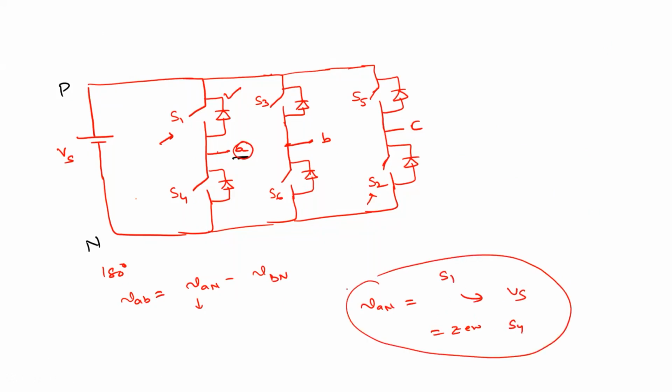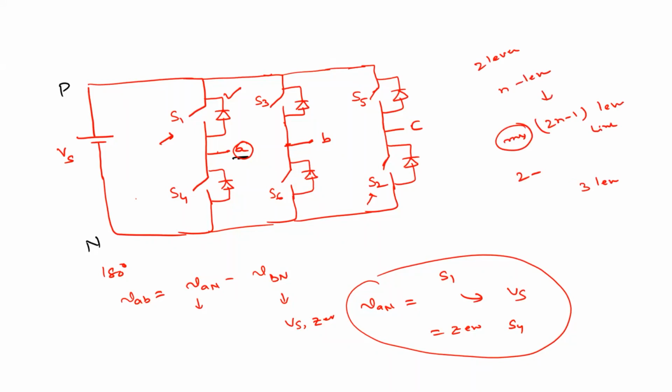So VAN is changing between VS and 0. Similarly, VBN is changing between VS and 0. We already said that. That's why it is known as a two-level inverter: we have two voltage levels in the pole voltage, or terminal voltage. But in the line voltage, we have three voltage levels: VS, 0, and minus VS. The usual formula is that when you have n levels in the phase voltage, you have a maximum of 2n minus 1 levels in the line voltage. With two levels here, 2n minus 1 gives three levels.